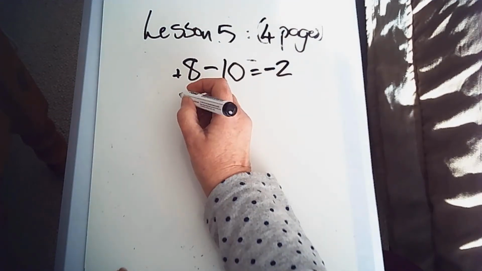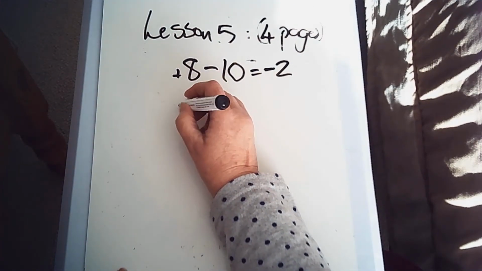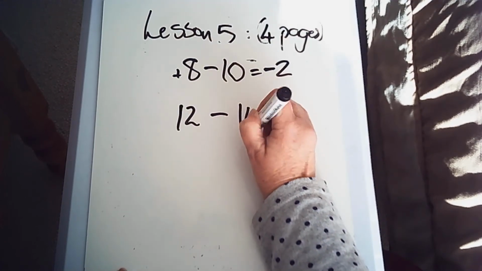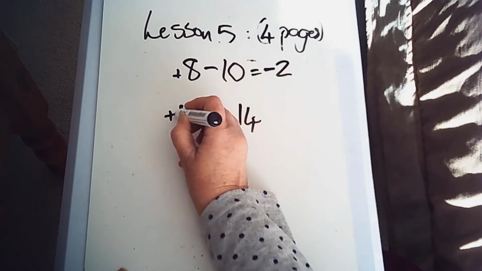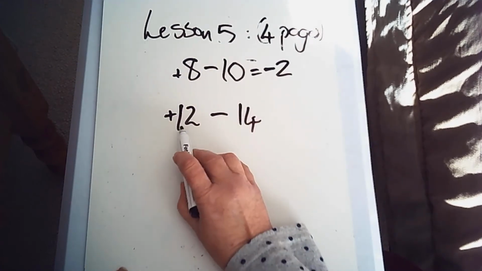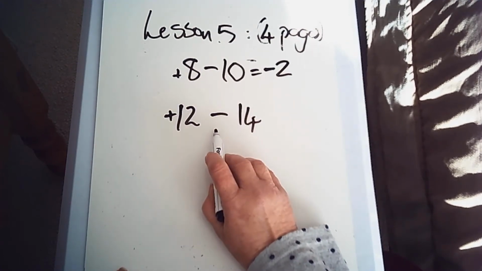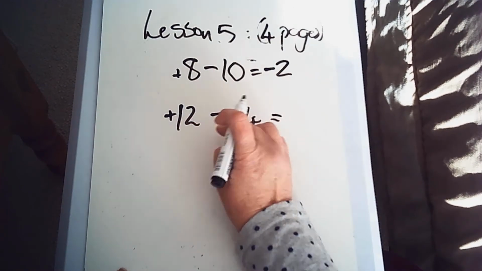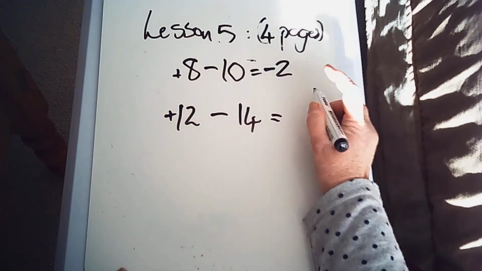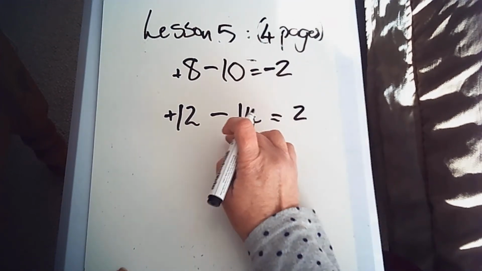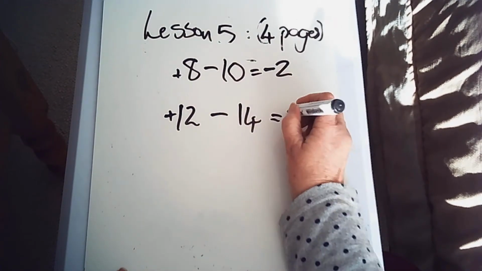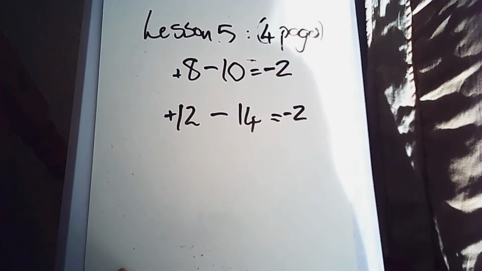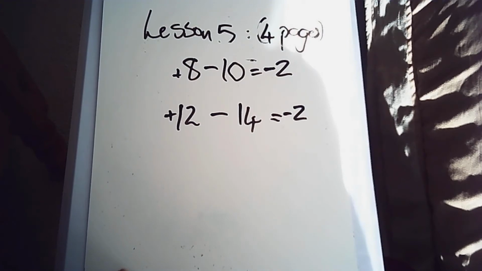Okay, let's do one more. We've got 12 minus 14. Okay, positive 12, invisible, remember. Different signs, but no brackets. Different signs means find the difference. What is 14 minus 12? 2. Which digit is bigger? 14, and it's negative. Minus 2. Alright. And remember to work it out on a number line.